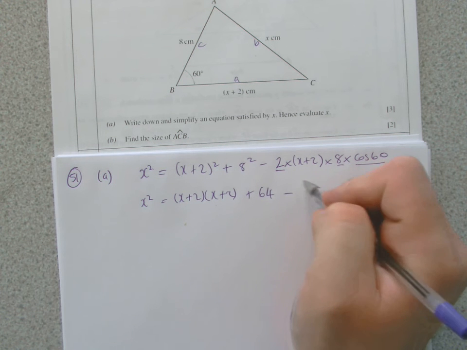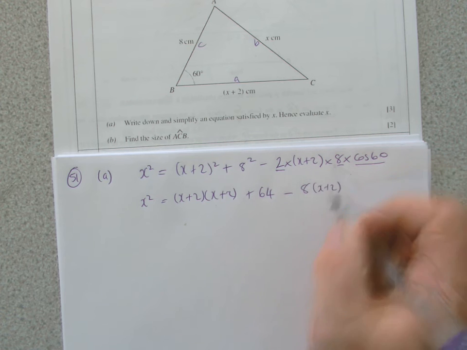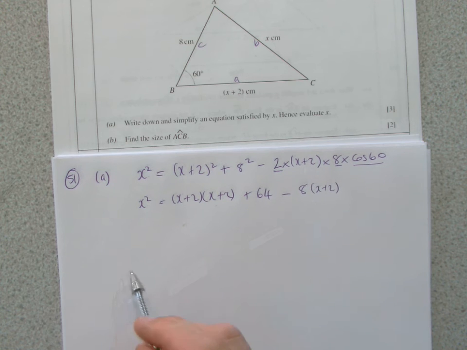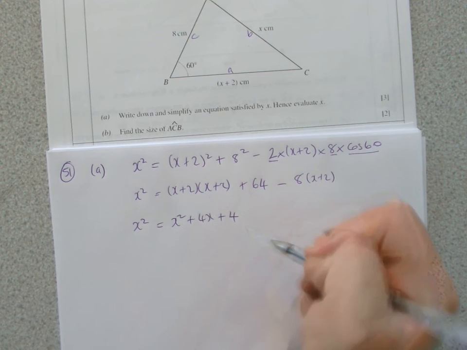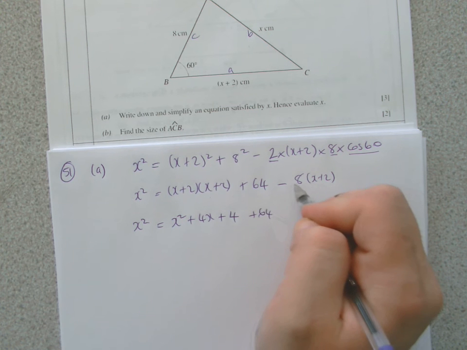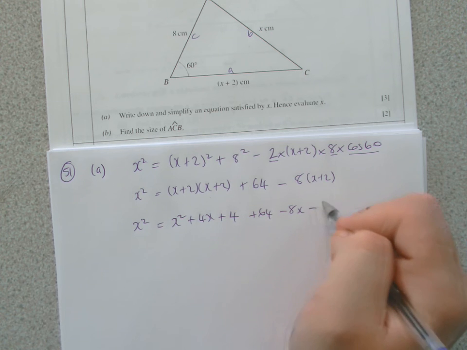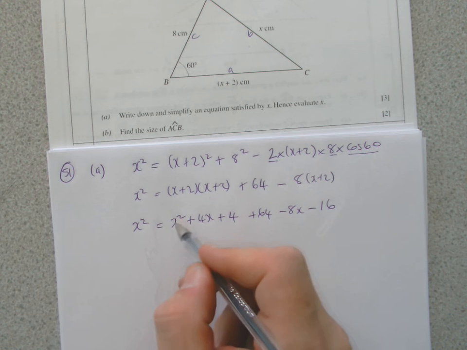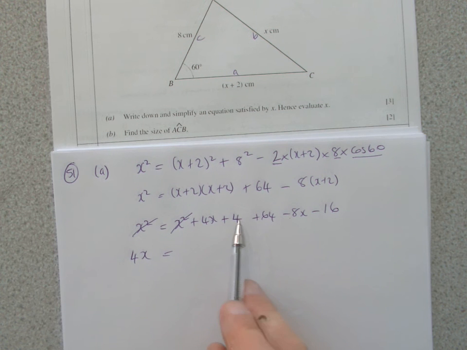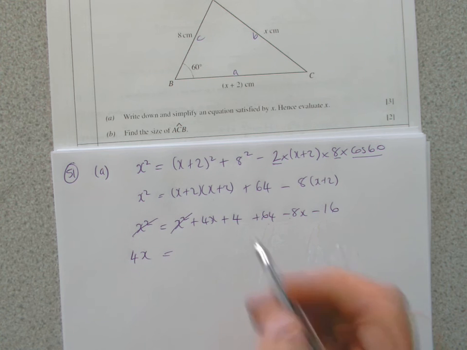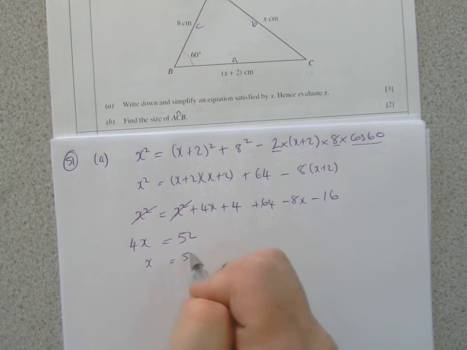So that would be, take away this 8, and then of course you've got your bracket x plus 2. I've worked out all those numbers and put it in front of the x plus 2. Let's expand this. You've got x squared, do FOIL: first is x squared, outer plus inner becomes 4x, and last is 4, plus 64. Multiply this bracket out by minus 8: minus 8 times x is minus 8x, minus 8 times 2 is minus 16. What's good in this case is it won't be a quadratic, because the x squareds cancel each other out. The idea then is to get the x's onto one side, so 4x take away 8x is minus 4x, take it over that side so you get 4x, and then 4 plus 64 is 68, take away 16 is 52. So x is 52 divided by 4, so x is 13.